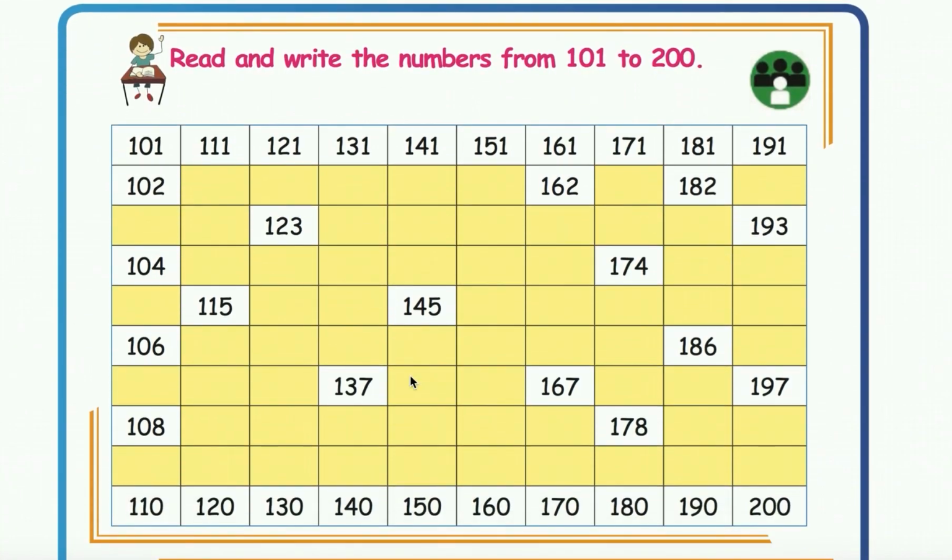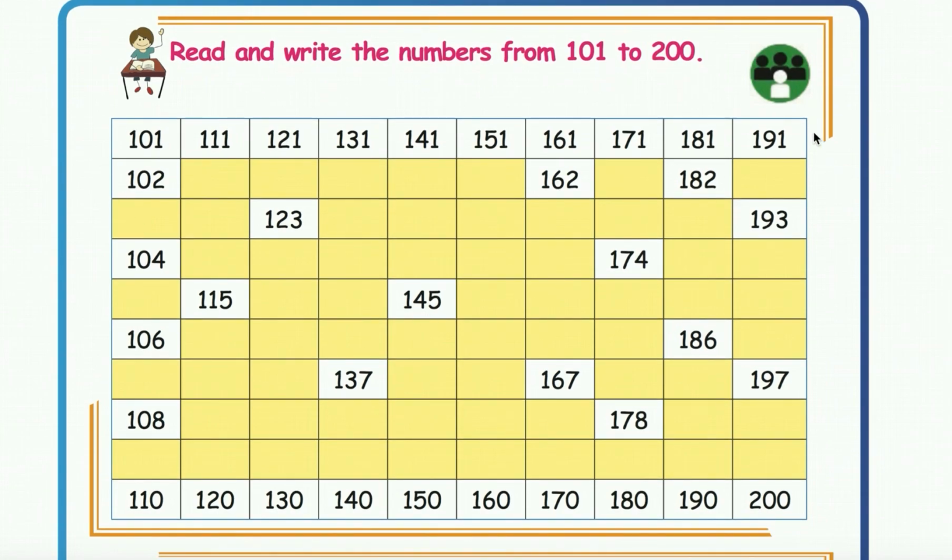Fine. Read and write the numbers from 101 to 200. Okay, 101 and 102 are given, right? You need to fill like this: 103, 104, 105, 106, 107, 108, 109. All the missing numbers you have to write: 112, 113, 114, 115, 116, 117, like that up to 120. 121, 122, 123, 124, up to 130, 131, 132, and so on. In this way, you have to fill up all the missing numbers in this table.